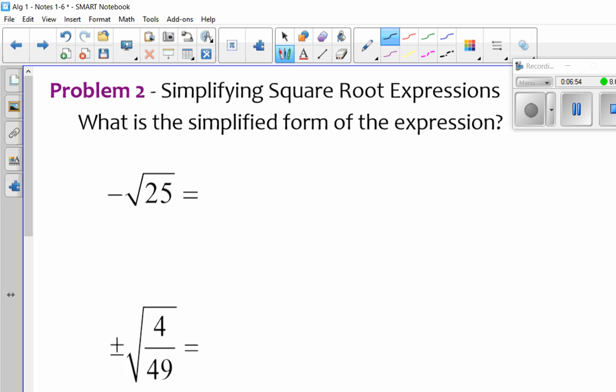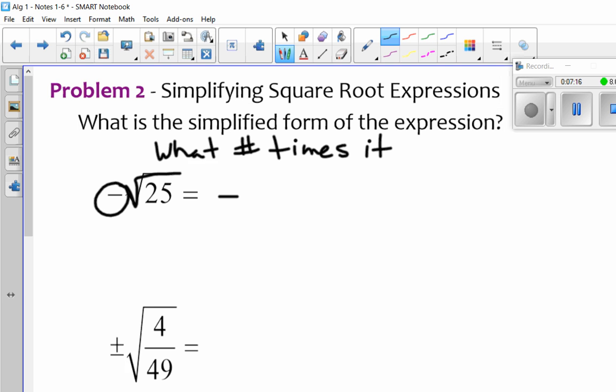Okay? Right. When we have stuff like this, this minus sign is going to be here all the time. Okay, so right now I'm just going to put it right there. This square root symbol is asking you what number times itself is equal to the number inside.